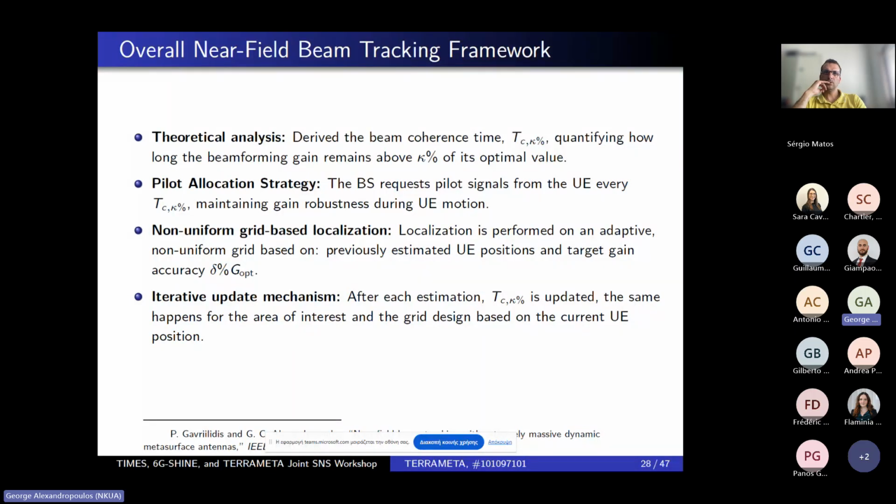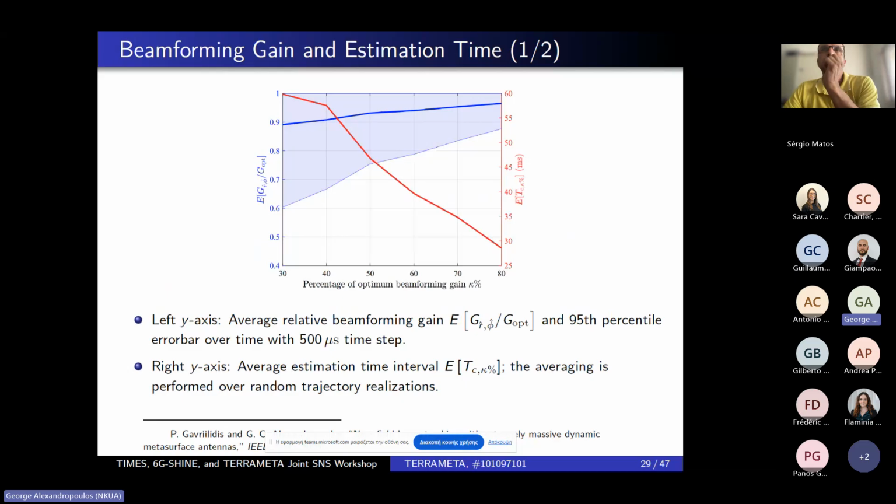In doing that, we need this non-uniform grid, and the localization is based on that. It's adaptive, and the previously estimated UE positions and target gain are included therein with a certain accuracy that you see here, this delta parameter. And the iterative mechanism at the end of the day is that after each estimation, we update this beam coherence time. The same happens for the area of interest and the grid design based on the current UE position. So every time you have a different UE position which has been estimated, you recalculate all these parameters that are critical for the beam tracking protocol.